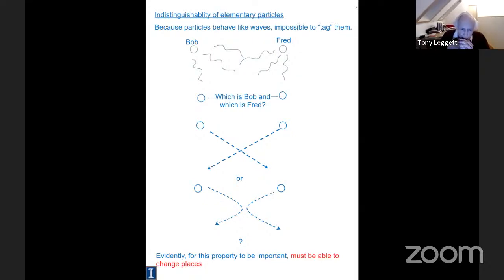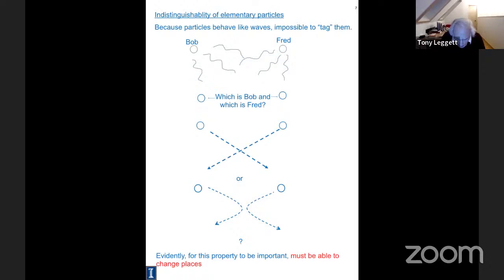Because elementary particles behave like waves, it's impossible to tag them or put a code on each of them. Imagine that we start with a couple of, say, electrons, and we try to call one of them Bob and one Fred. Unfortunately, they then move around and past and through one another, behaving like waves. So at the end of the day, you can't really tell which is Bob and which is Fred. If we find one of them at the bottom left and the other at the bottom right, they could have moved according to the middle diagram, or according to the diagram at the bottom. We can't know the difference.